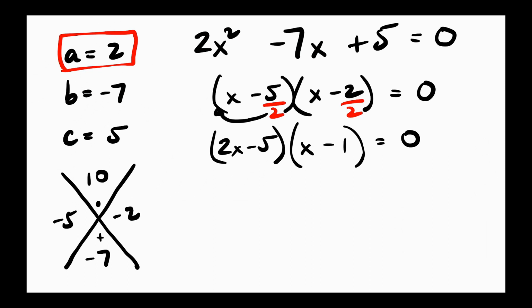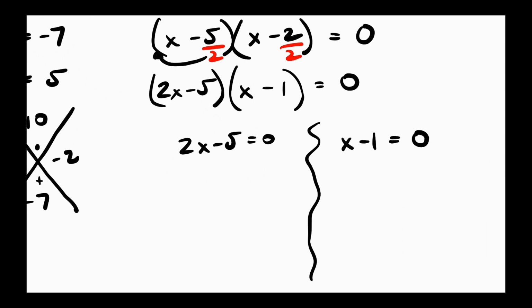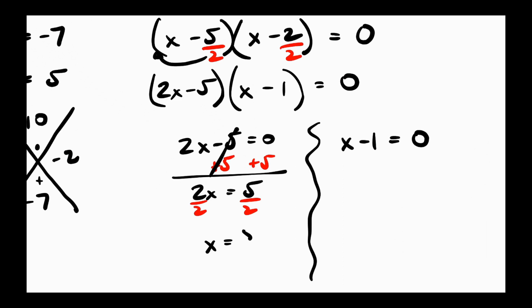Factoring is done, but if I want to solve, I got to set it equal to 0. Set both parentheses equal to 0. So I got 2x minus 5 equals 0. I got x minus 1 equals 0. Okay, there's one answer there.